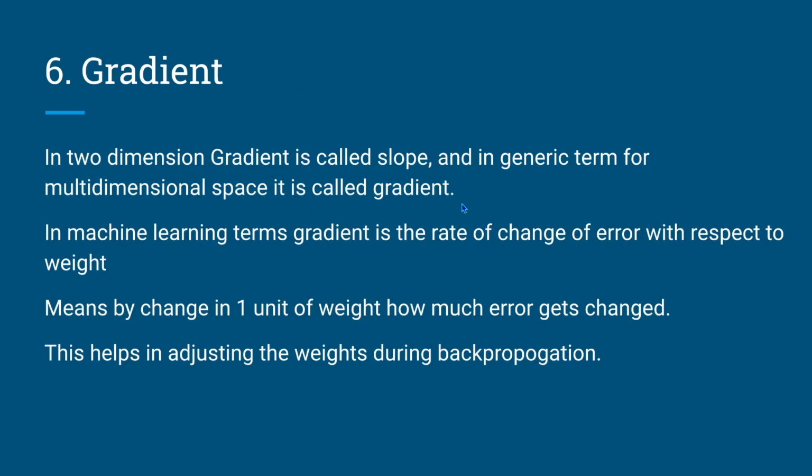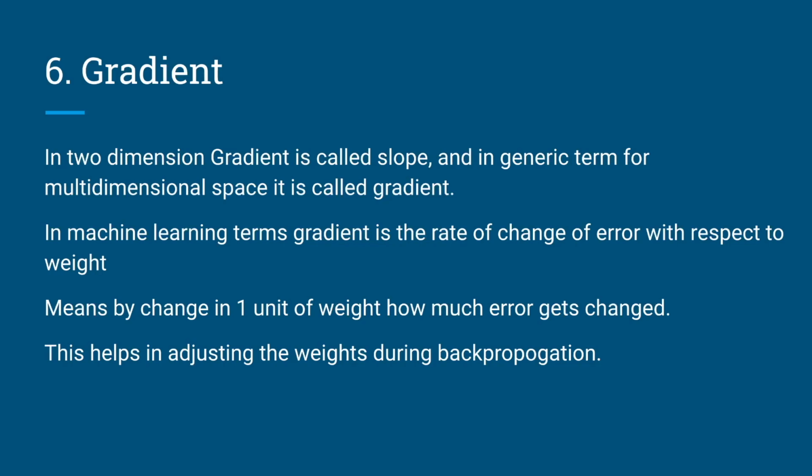Gradient. This is a typical but very important concept in the transformer model that we are going to learn. In two dimensions, gradient is called slope, and in the generic term for multidimensional space, it is called gradient.